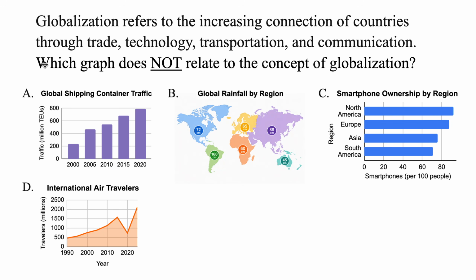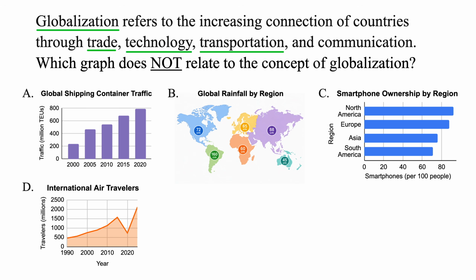For GED Social Studies, you may have to see which graphs here relate to a topic that they give you, like globalization. But no worries, because they're going to explain exactly what that is. Then we can see which graphs are related to it. Let's read it. Globalization refers to the increasing connection of countries through trade, technology, transportation, and communication.